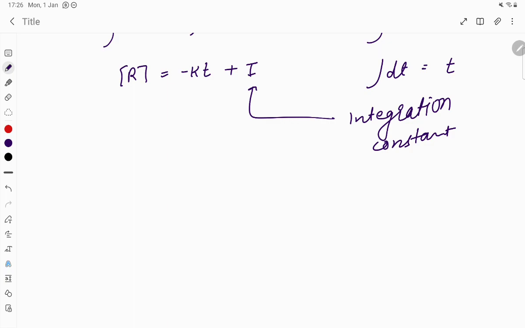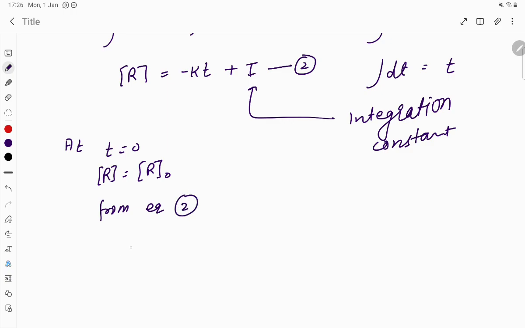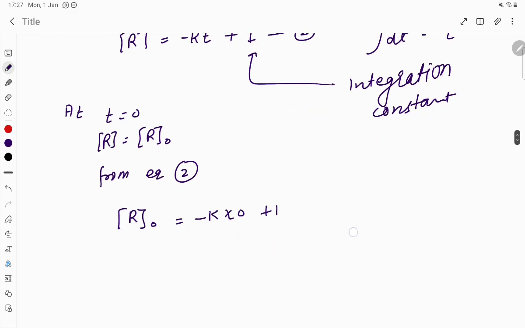This is equation 2. At time t equal to 0, R is going to be the initial concentration. So from equation 2, in place of R we write R naught, minus k times 0, plus I. So I is equal to R naught.